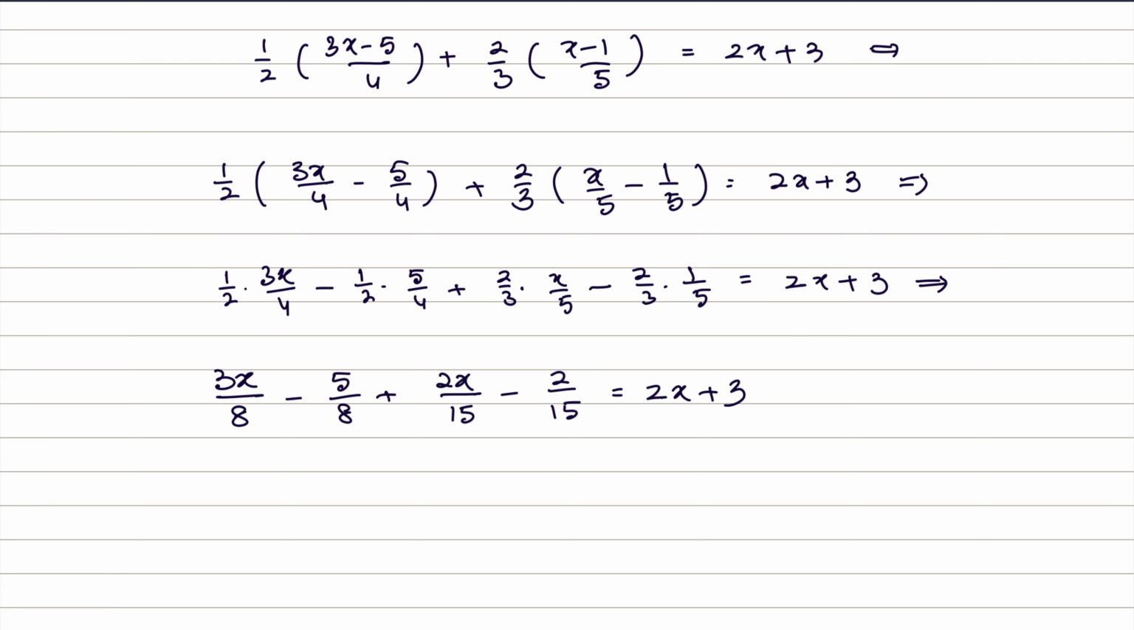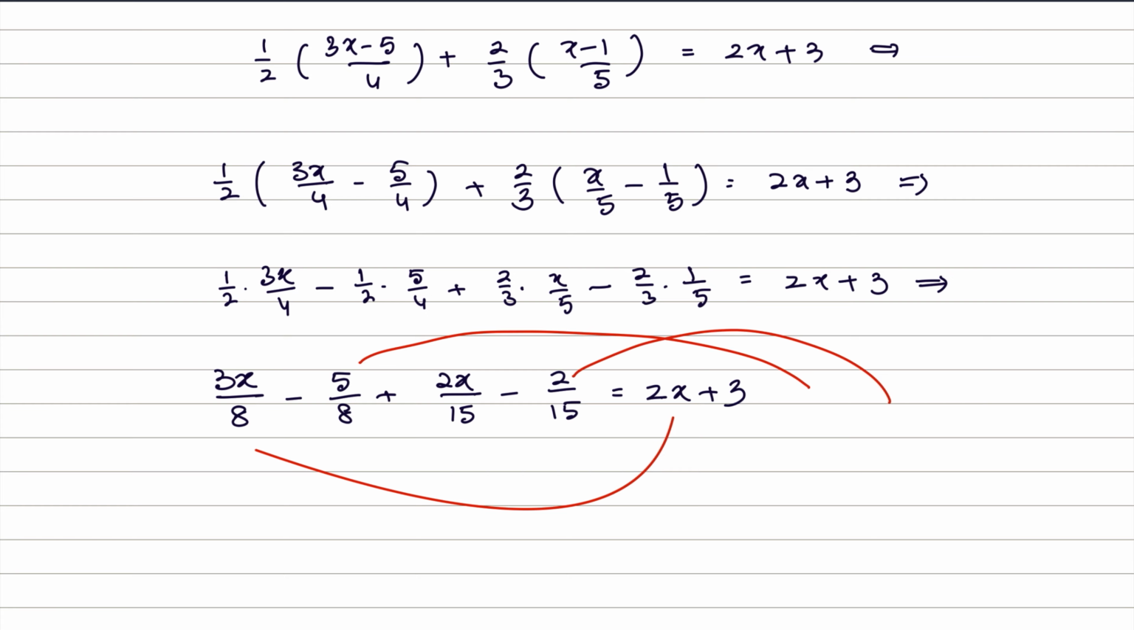What is the next step? Bring all the variables on one side and take all the constants on the other side. Let us bring this 2x here and these constants here. What happens? Minus becomes plus and plus becomes minus when you change the sides.